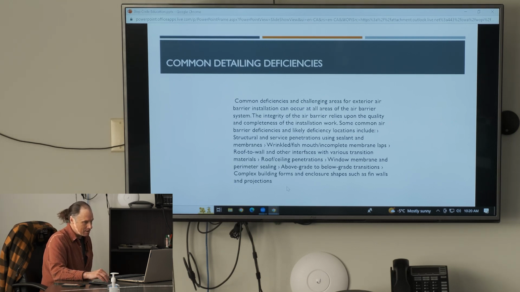Some common air barrier deficiencies and likely deficiency locations include structural and surface penetrations using sealant and membranes, wrinkled fish mouth incomplete membrane laps, roof to wall and other interfaces with various transition materials, roof and ceiling penetrations, window membrane and perimeter sealing, above grade to below grade transitions, and complex building forms and enclosure shapes such as fin walls and projections.